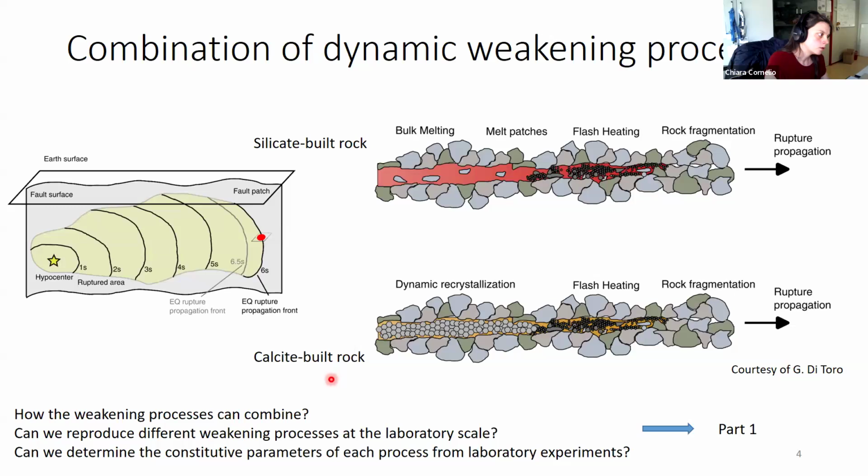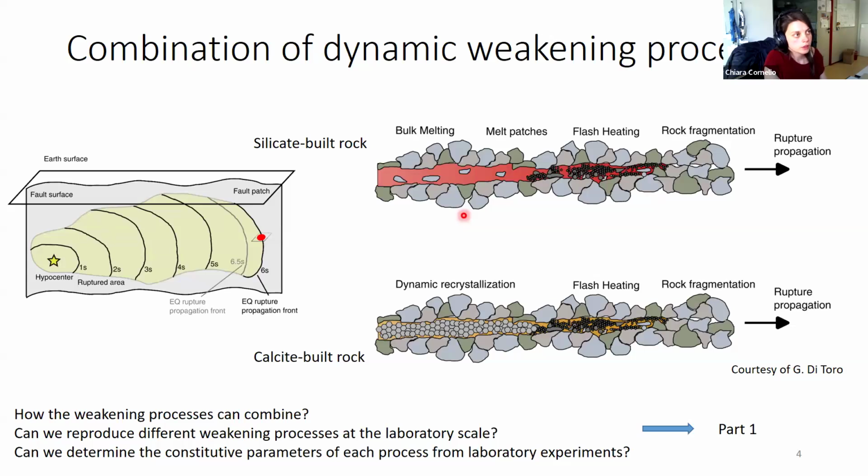If we are talking about calcite-rich rock instead, after the flash heating we have what is called dynamic recrystallization or viscous flow deformation creep. So during the first part of the presentation, the question that we want to try to answer is whether in the lab we also have this combination of weakening processes, and whether we are able to determine the constitutive parameters that can describe these weakening processes at the laboratory scale.